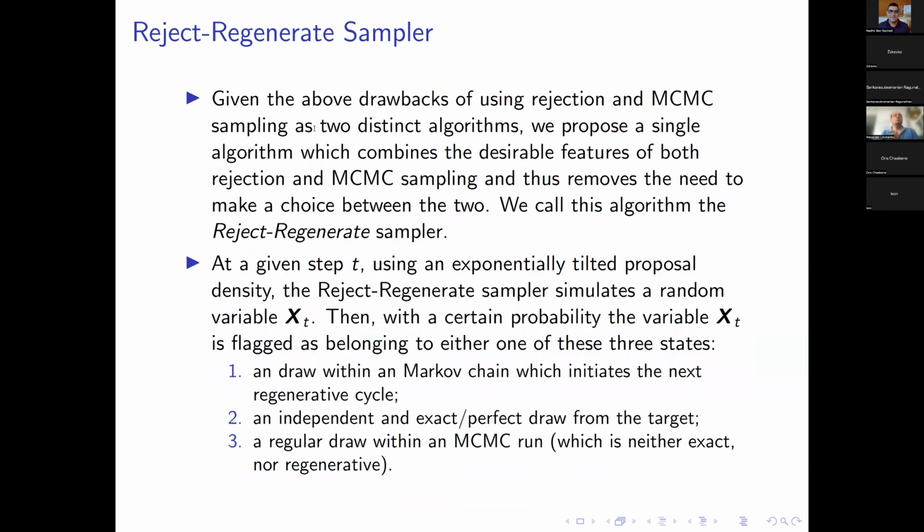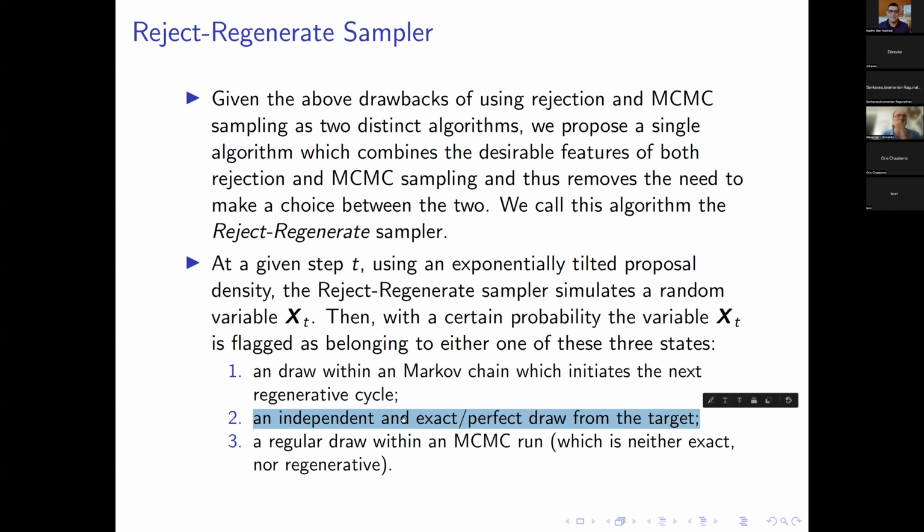So what is the idea of this algorithm? The reject regenerate sampler simulates a random variable at each step, and with a certain probability, this x of t is interpreted as a member of a Markov chain, as a part of a Markov chain with the required stationary distribution. However, with a certain probability, the Markov chain has a regenerative cycle. And some of these regenerative cycles could, with a certain probability, be pronounced to be exact or perfect draws.